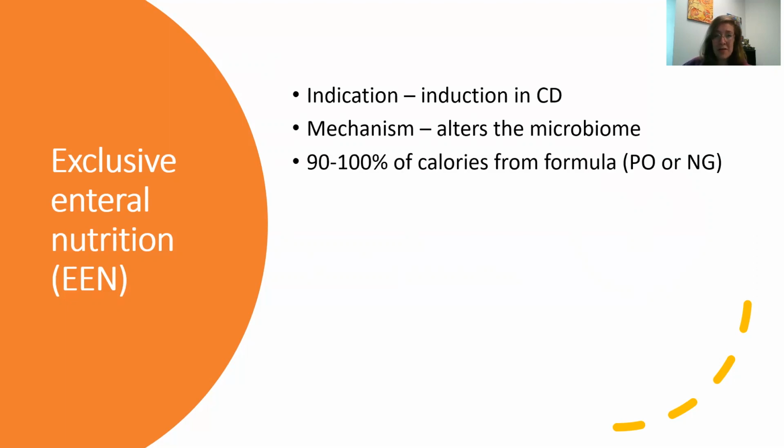How does it work? Well, patients on exclusive enteral nutrition get 90 to 100% of their calories from formula during that 8 to 12 week induction period. Most of our patients drink the formula with the residual 10% of their calories coming from food, but some patients also will have an NG tube and will administer the formula that way.